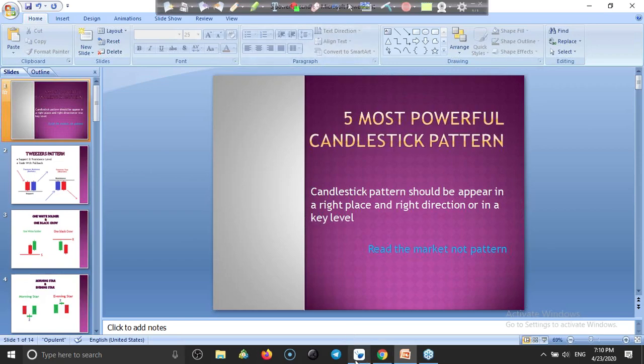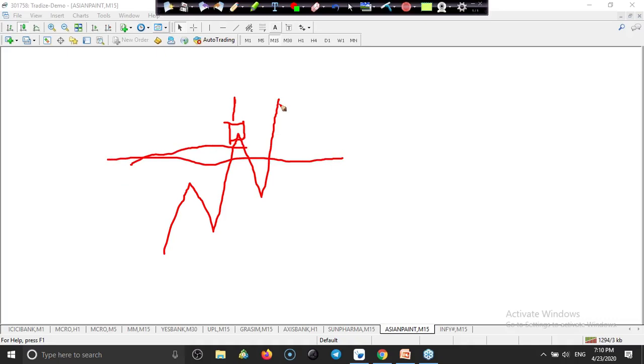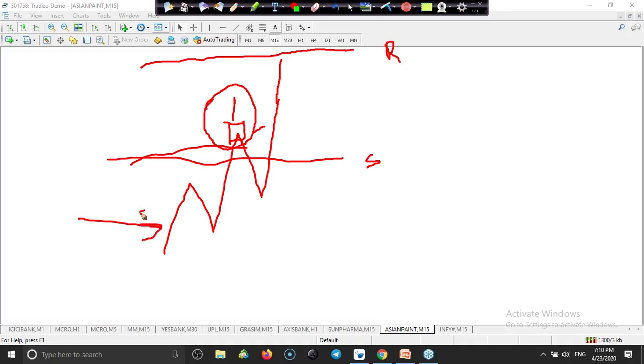Now, what exactly are we doing here? The market is running like that. Somewhere here a candlestick pattern is forming, somewhere here was the support line, and there was a resistance line. Most people are reading this candlestick pattern, but they are not reading the market. What is the market? The market is running in an uptrend, making higher highs and higher lows. They are reading only this pattern. That is why I told you to stop reading just the pattern.